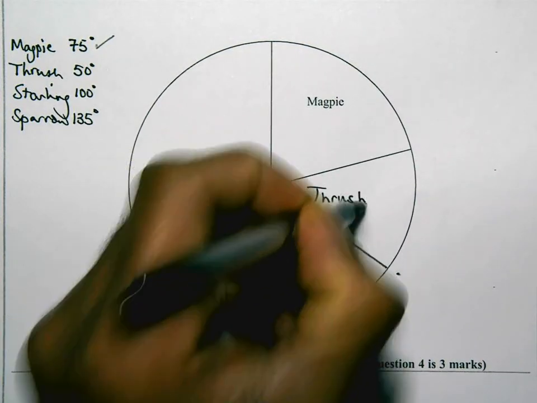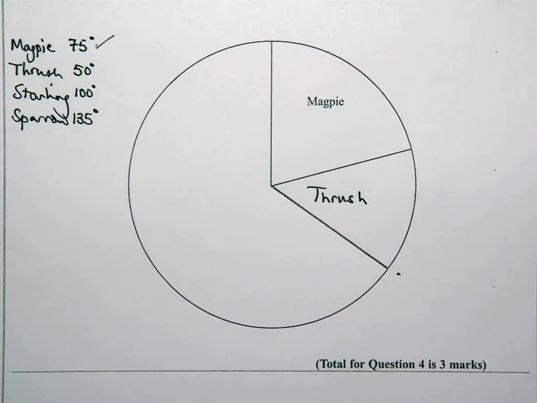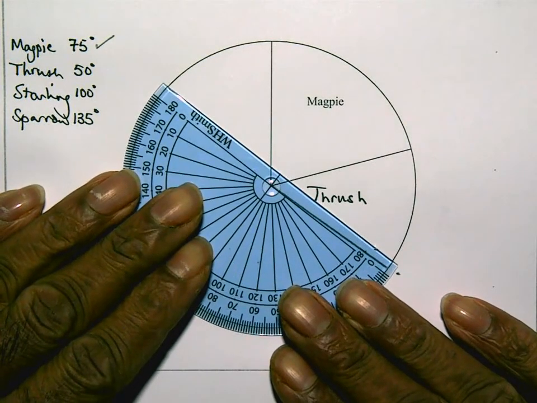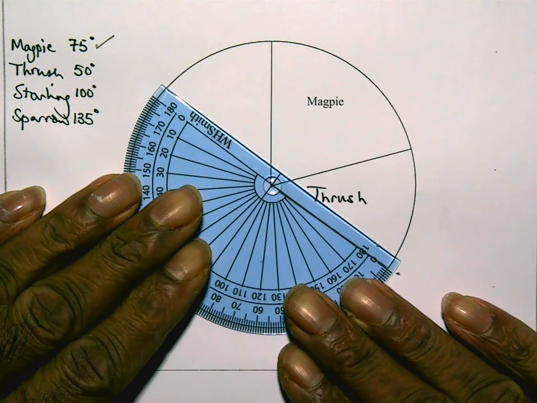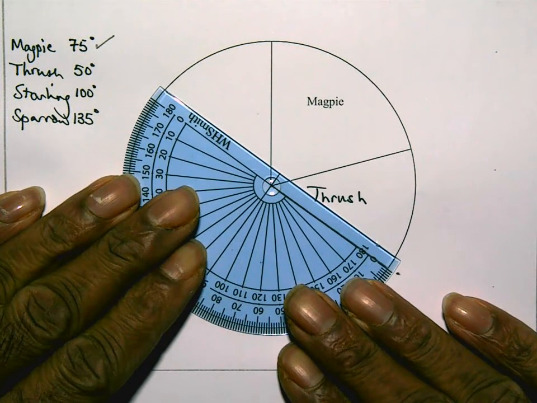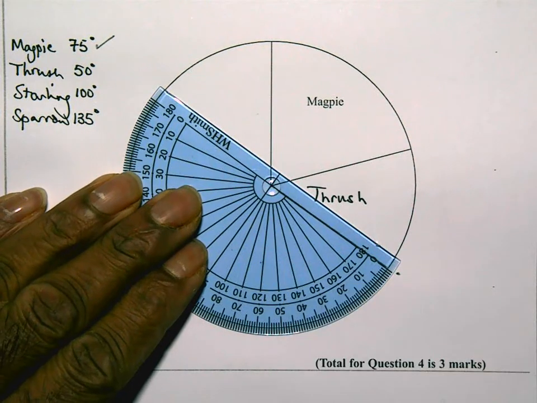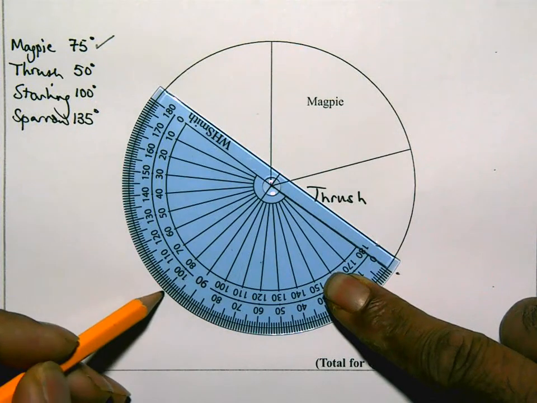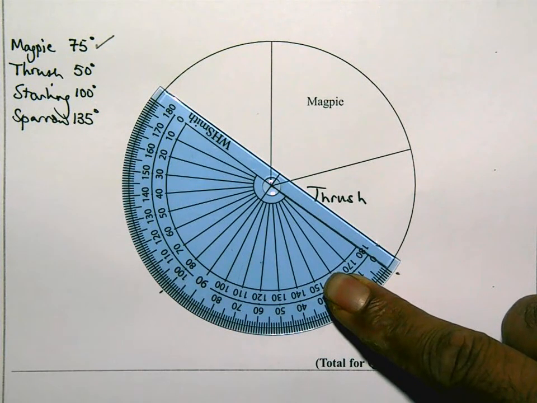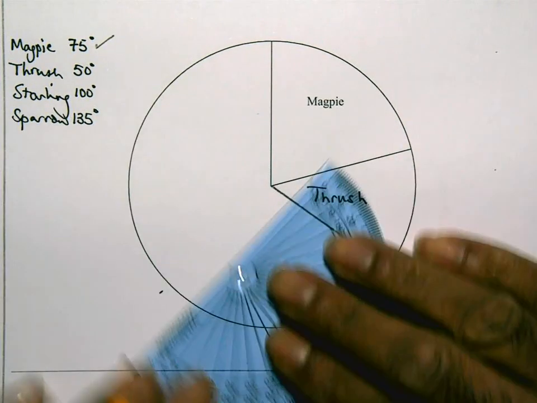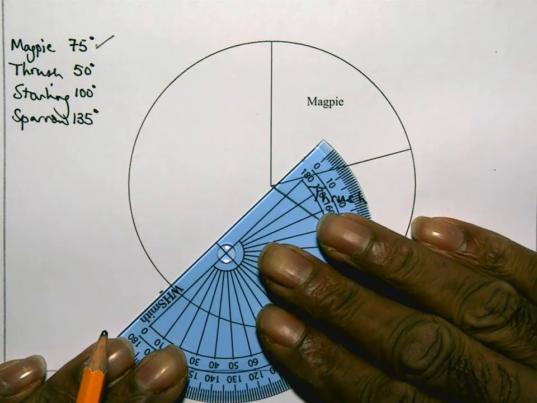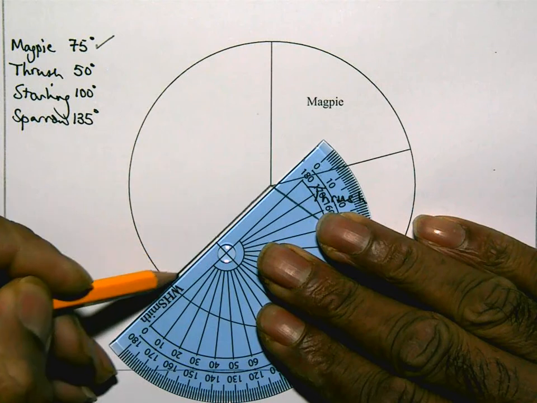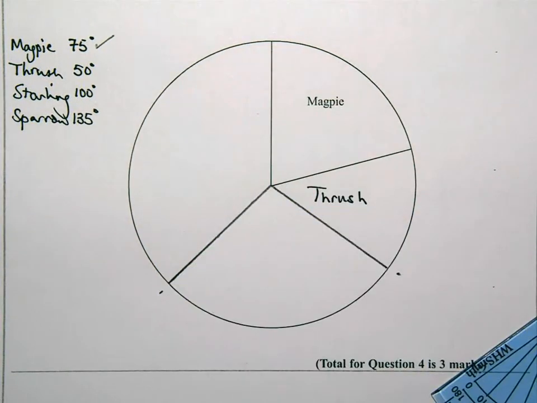Okay, then the next section is 100 degrees, so again, put my protractor back there, line it up exactly the same as I did before, and the angle that I need to measure is 100 degrees. So follow the outside scale, and that takes me to 100, which is over there. I'm just going to put a little marker by 100, and again I'm using the same technique that I used before. And that section there stands for starling, so I'm going to write that in.